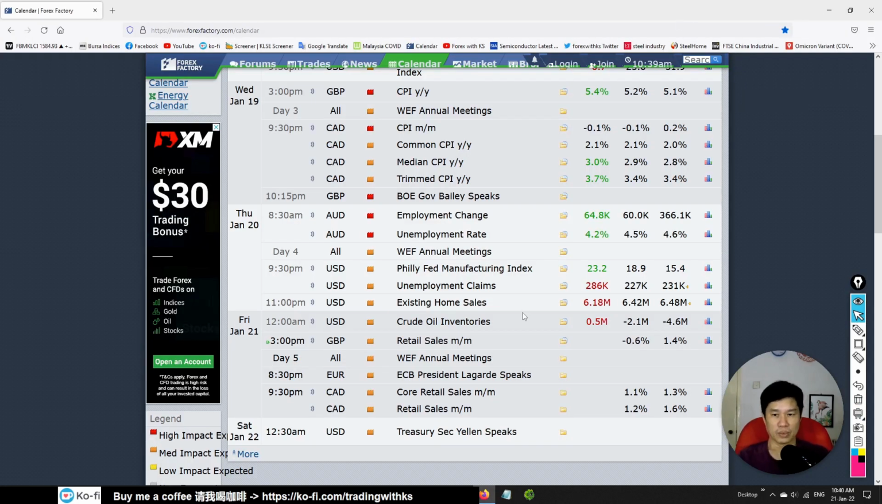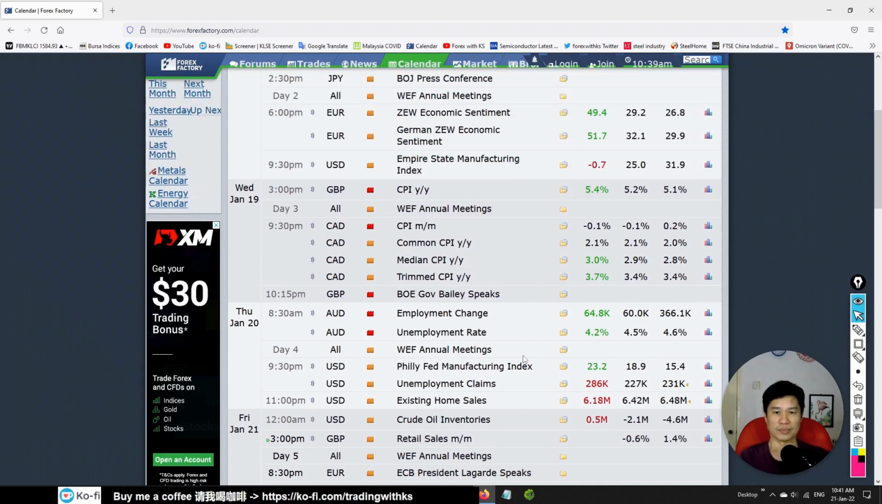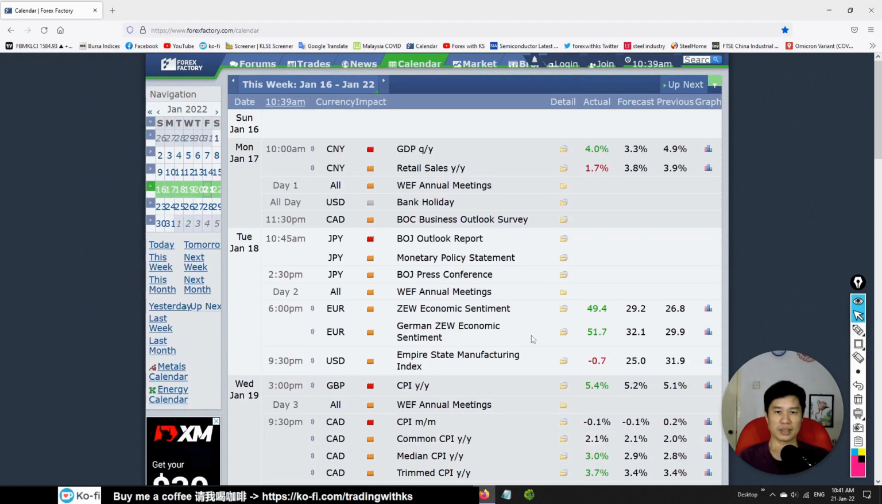So what else do we have Friday? Nothing much, not too much happening Friday. Maybe the core retail sales. You want to look at this CAD core retail sales. If there are any changes, probably it will happen during this hour in the evening. Other than that, not too much going on.